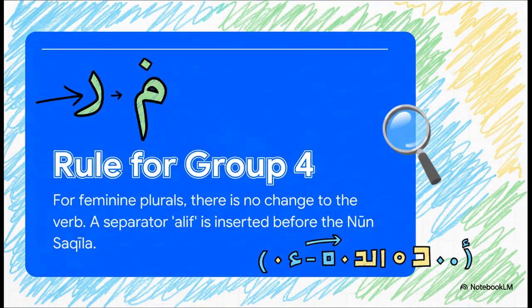Now for something completely different. Group 4, the feminine plurals, is really special. You can think of these verbs as being grammatically fixed. They're kind of stubborn and they don't like to change.